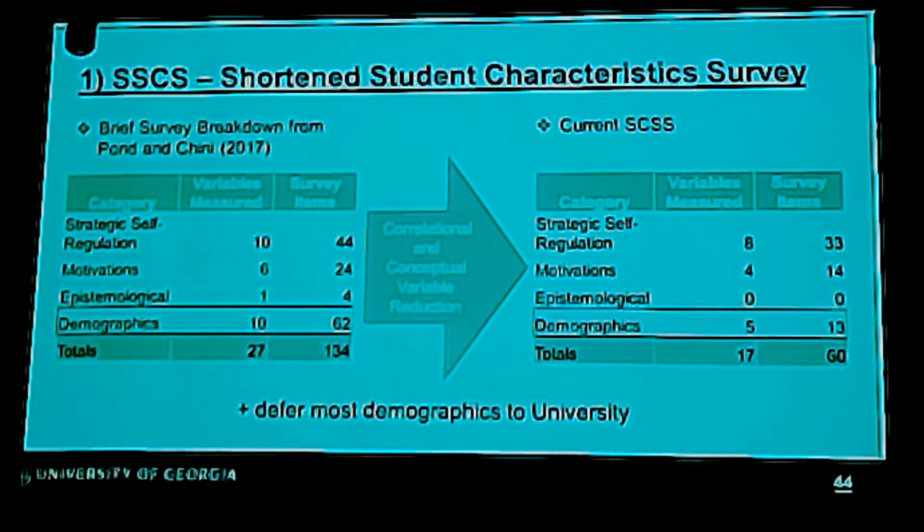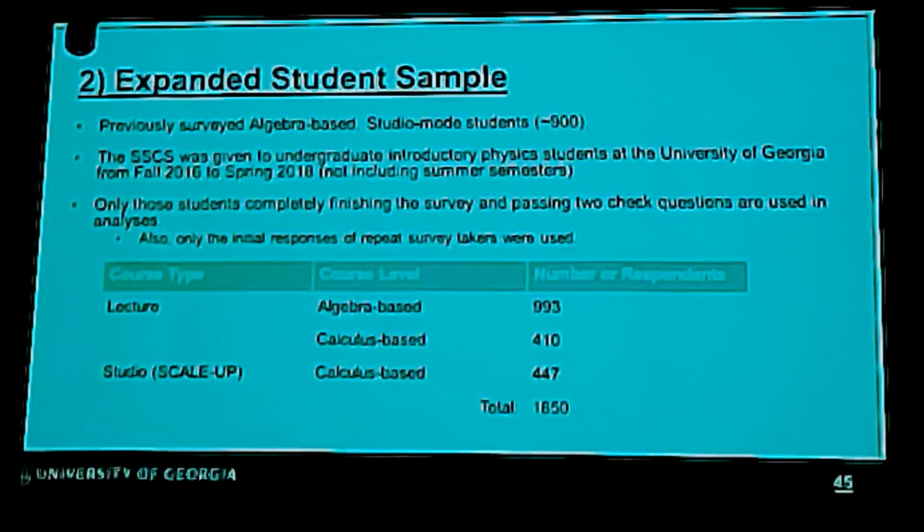And we still had 5 demographic questions, but I'm asking them things that I can't easily get from a university, and instead I got demographic information from our university. So if they agree for me to get this information, I just ask the institution what it is, instead of burdening the student with that information. So we were able to make it shorter, which is great. Next, right, so I've been doing this since fall 2016. Based lecture, scale-up classes that are calculus-based. And so overall, I've had about 1,850 usable responses over the past couple years.